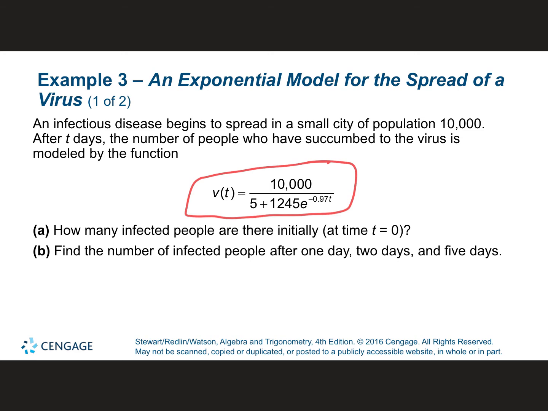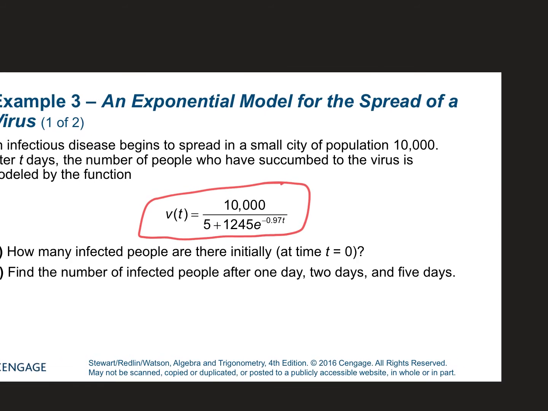A says, how many people are initially infected? So where t is 0. Then they want to know the number of people infected after 1 day, 2 days, and 5 days. If they give you the formula, this should not be too difficult for you guys to figure out, but it's all going to be how you enter it. So if I'm going to find A, how many people were initially affected, you need to put 10,000.